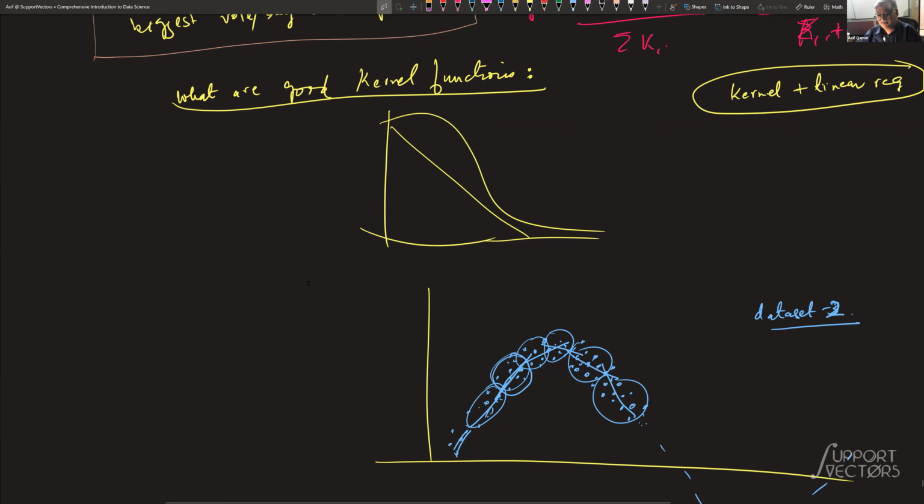Is this the same as when the kernel is absolutely linear? No, it has nothing to do with that.